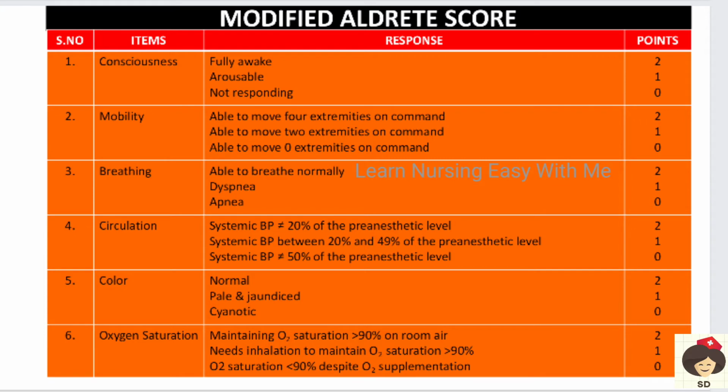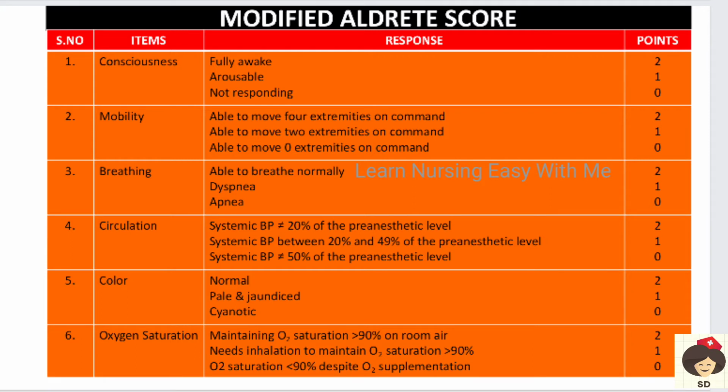and if no extremities are moving it is 0. And next is breathing. If the person is able to breathe normally, we give 2, and if there is dyspnea, difficulty in breathing, 1, and apnea, no signs of breathing, is 0. And in circulation, we have to see the systemic BP. If it is within 20% of the pre-anesthetic level, then it is 2, and if it is between 20 to 49% of the pre-anesthetic level, it is 1, and if it is more than 50% of the pre-anesthetic level, we give 0. And color, if the color is normal, it is 2, if the color is pale or jaundiced, we give 1, and if signs of cyanosis, bluish discoloration, are there, then we give 0.